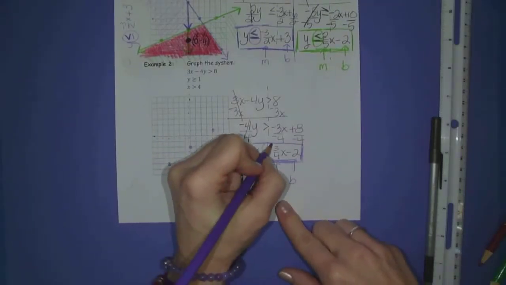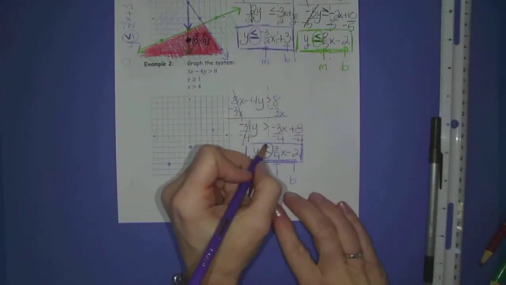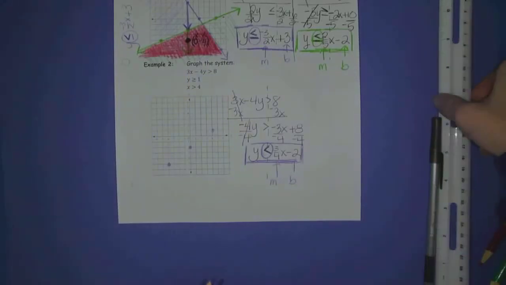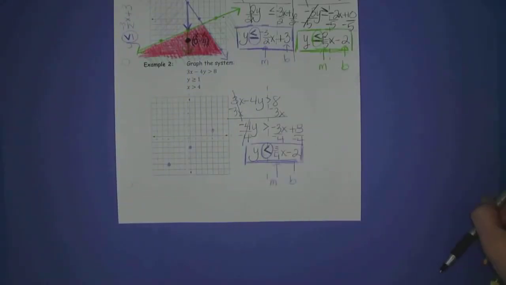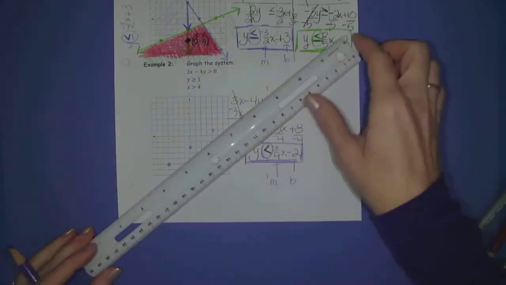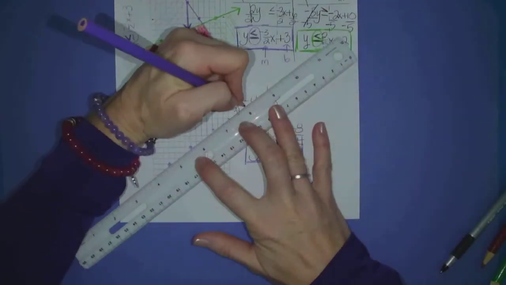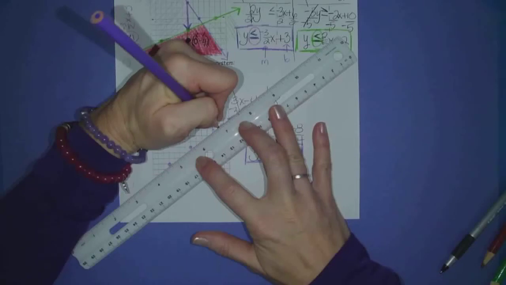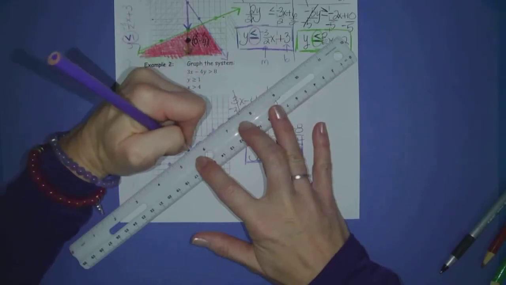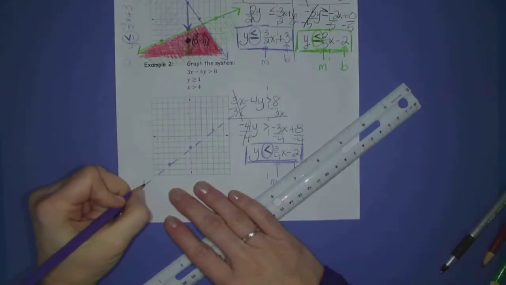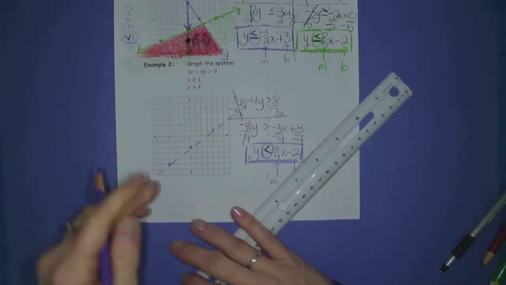Okay, look at the symbol. Less than. It does not have the equal to with it. Therefore, we are not including the points on the line in our solution. And so we will dash this line to show that we are not including the line as part of the solution or feasible region.